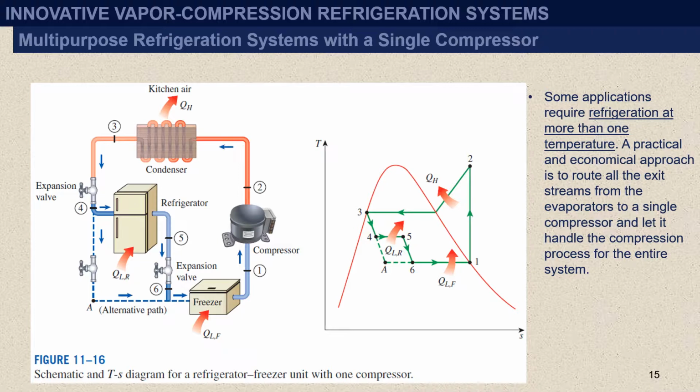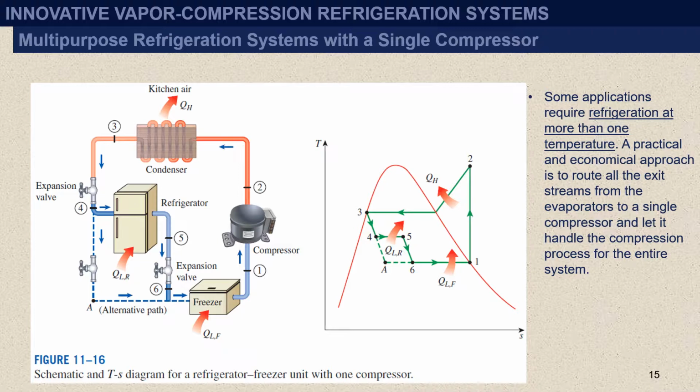Such a system, however, is bulky and probably uneconomical. A more practical and economical approach would be to route all the exit streams from the evaporators to a single compressor and let it handle the compression process for the entire system. Consider, for example, an ordinary refrigerator freezer unit. A simplified schematic of the unit and the T-S diagram of the cycle are shown here.